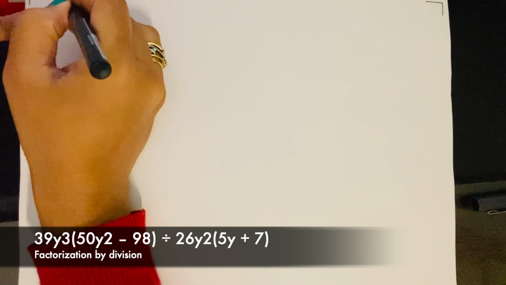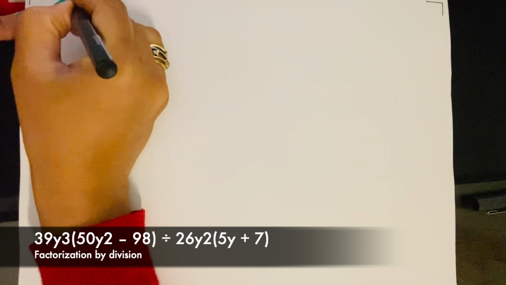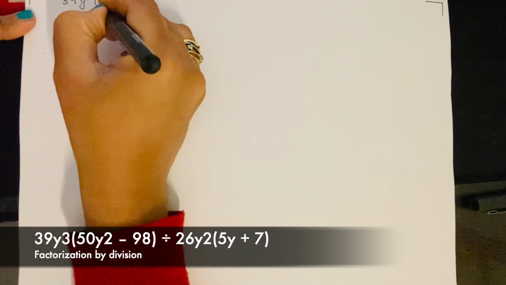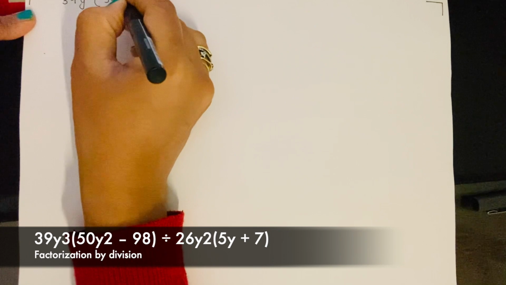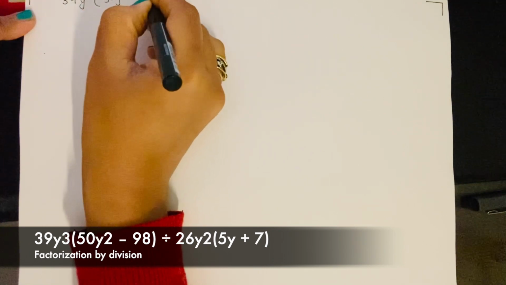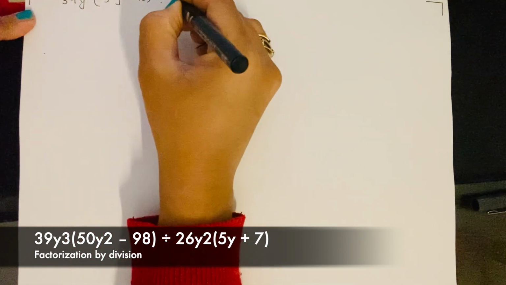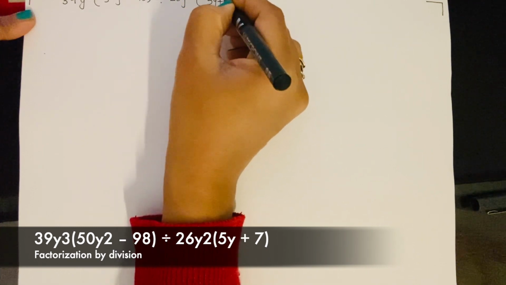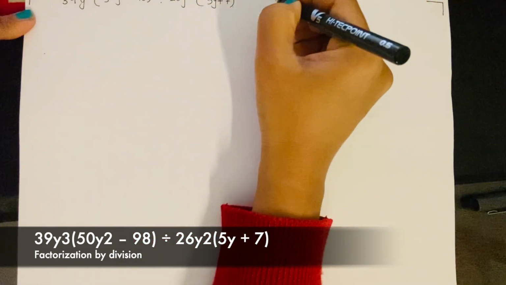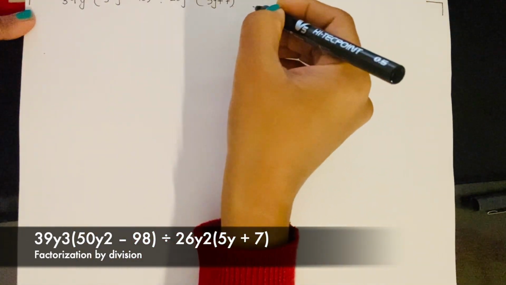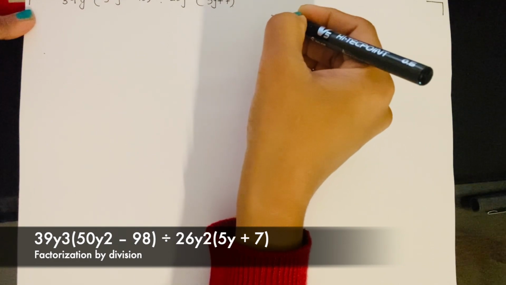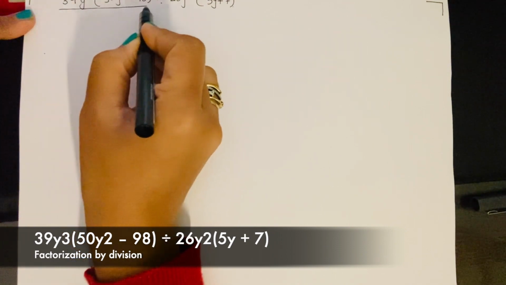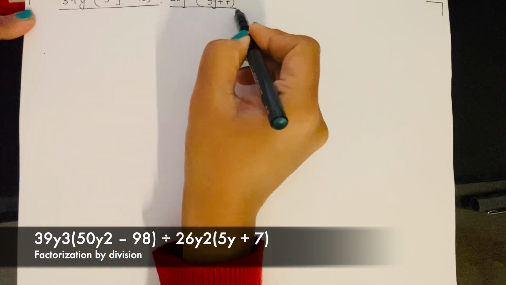We'll take this equation: 39y cube, and in bracket 50y square minus 98, divided by 26y square, 5y plus 7. So this is the division of the factorization. Here you can clearly see that there are two parts. This part has to be divided by this part.